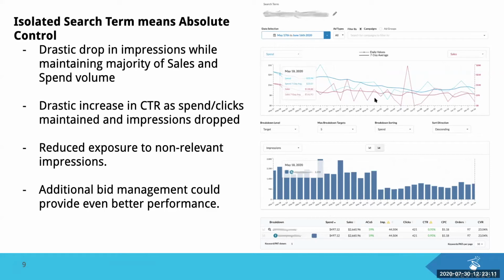What's really interesting about this is there isn't a corresponding drop in spend and sales. It drops a little bit, but not a huge drop, and definitely not the scope you would think when you're cutting your impressions in more than half. What that means is there's a drastic increase in CTR, because your clicks and your spend are maintained despite the impression drop.